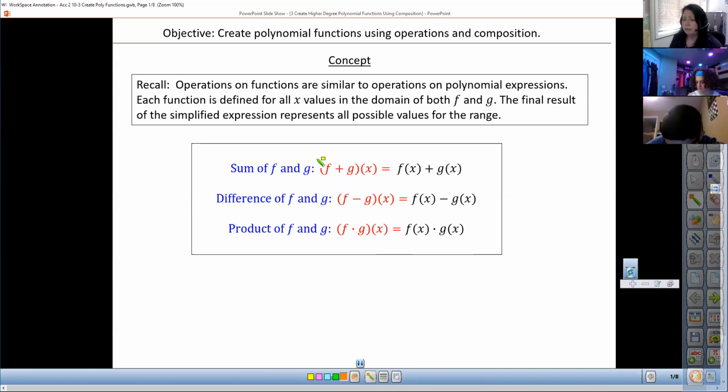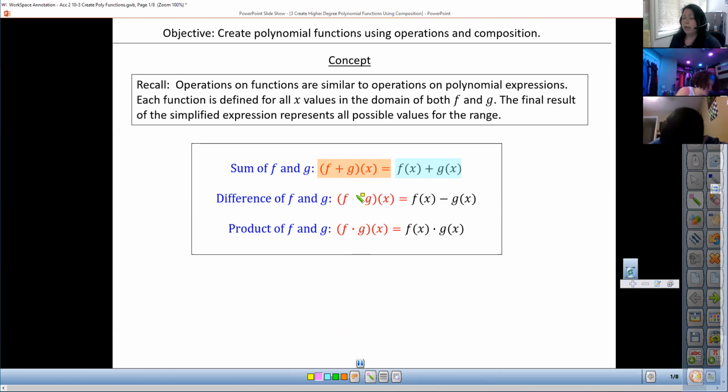If we're asked to do this, f plus g of x, we have to know that what that means for the procedure is that we're going to take the two functions named f and g and add them together, put them into standard form, and we want to make sure that our final answer starts with the name of the function, which will be our f plus g of x.